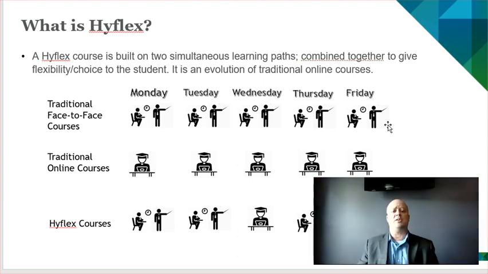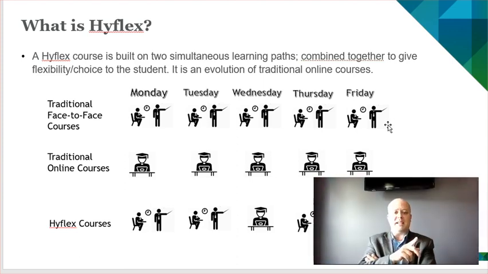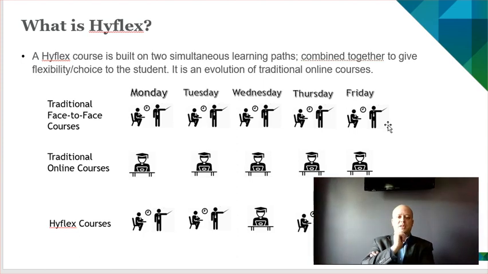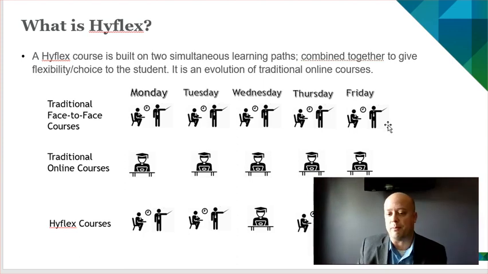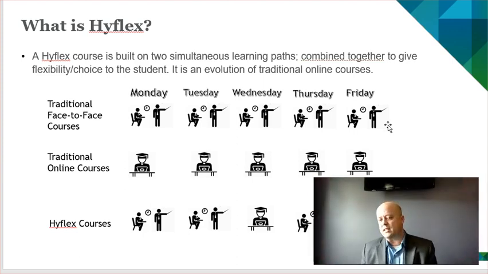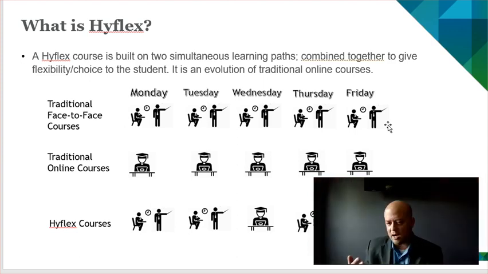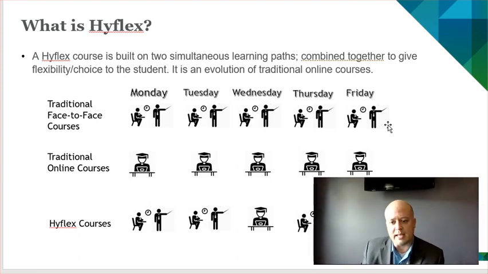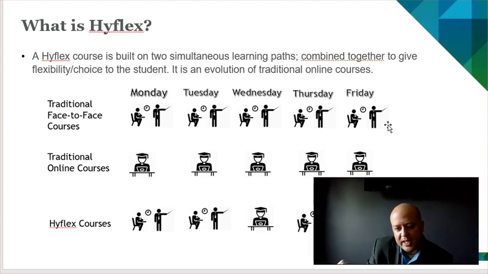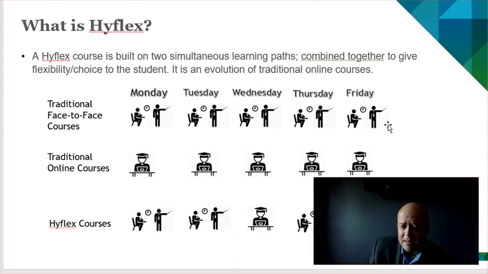A Hyflex course is built on 2 simultaneous learning paths combined together to give flexibility, choice to the student. The evolution of traditional online courses, the next evolution, right? So it's not a replacement, it's the next evolution. And the reason why this is a little tricky, right, is because regardless of what modality your learning is taking place, you still have to get everyone to the same learning outcomes at the end of a course. That makes sense, right?